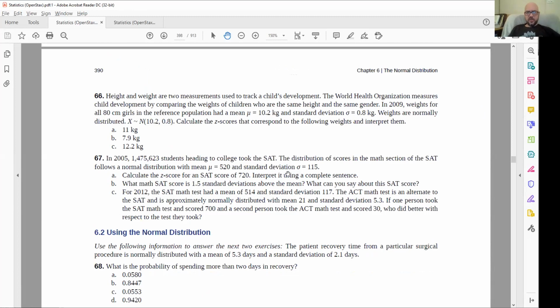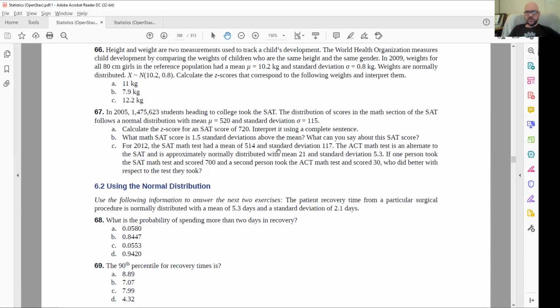In 2005, a bunch of students took the SAT. The distribution of scores in the math section was normal with a mean of 520 and a standard deviation of 115, which is kind of interesting.